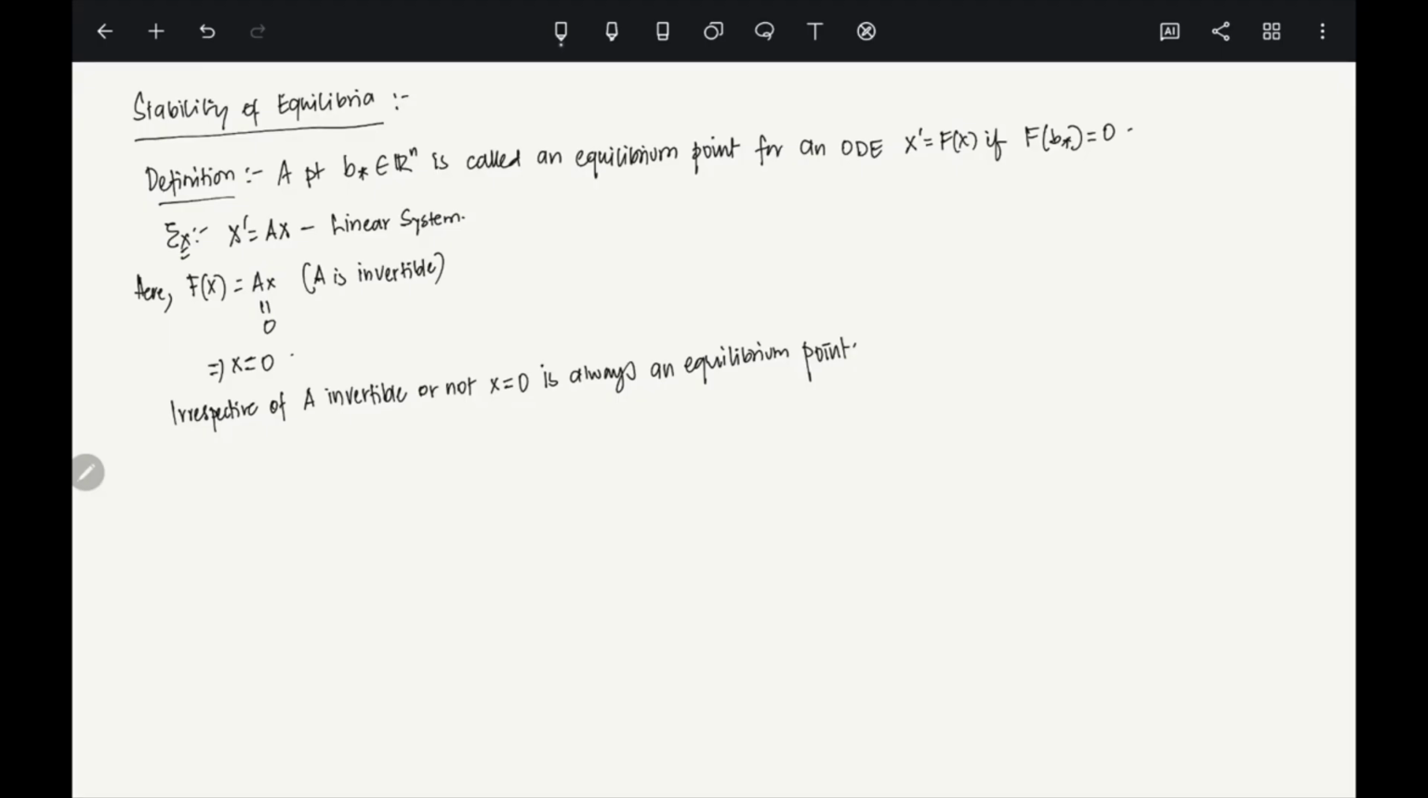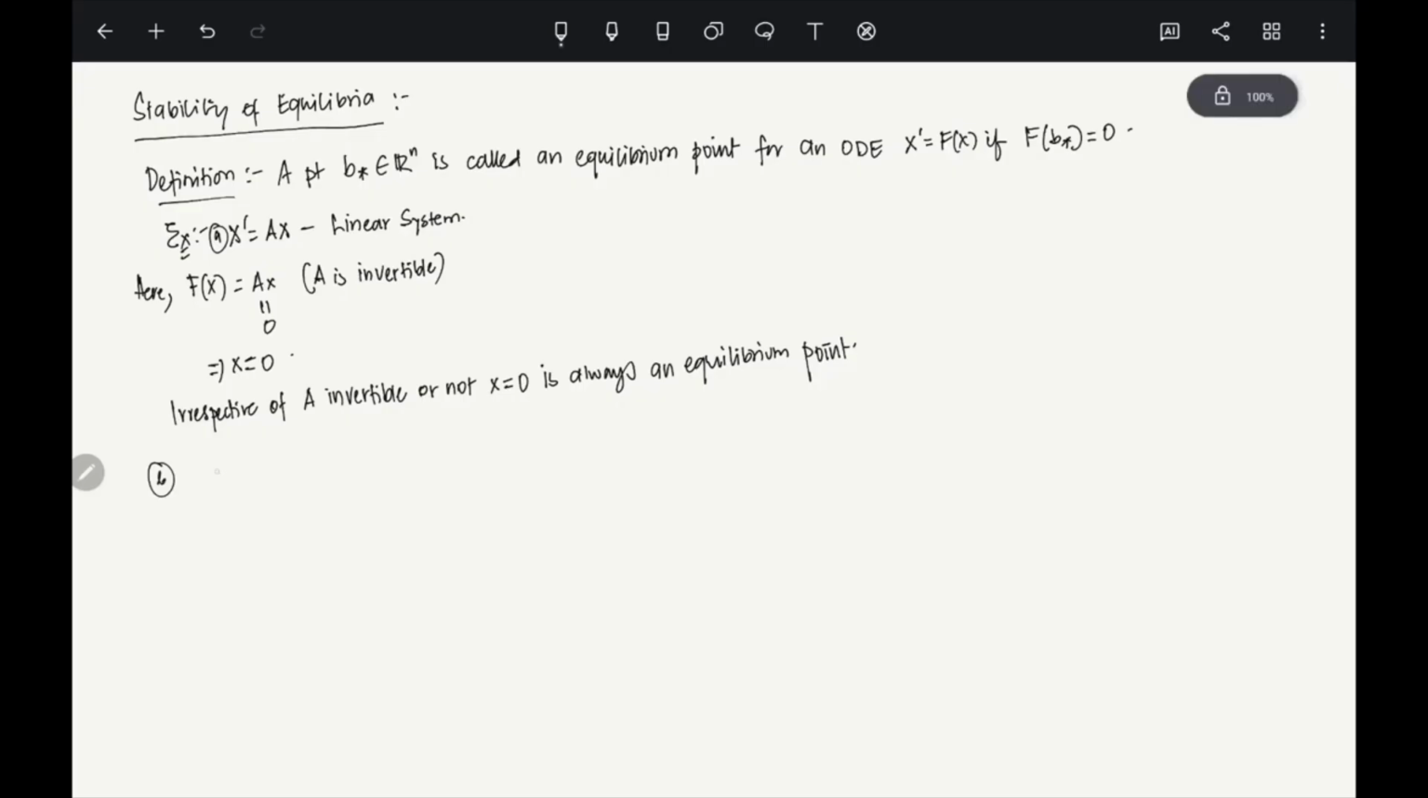If A is not invertible, of course 0 is still an equilibrium point, but along with that, there are other points also. Now, for a non-linear system, it may happen that 0 is not an equilibrium point. There can be points other than 0. It can be 0 also. It may happen that there is no equilibrium point which is 0. So basically anything can be an equilibrium point. Let's look at one example.